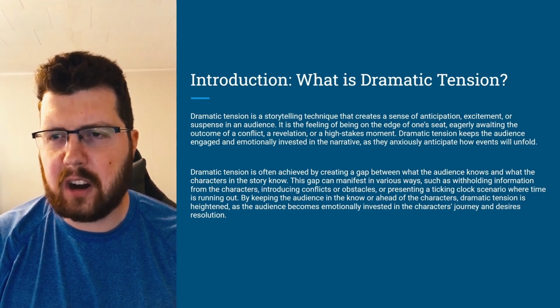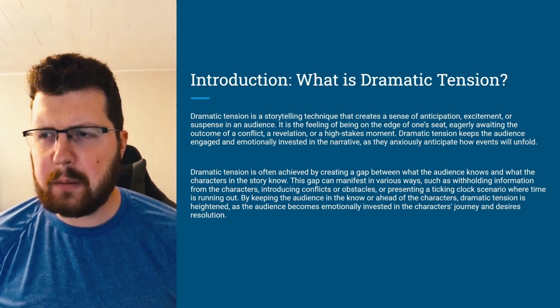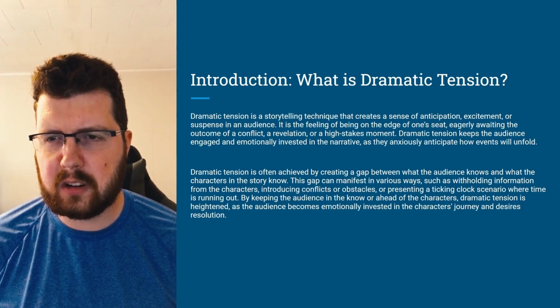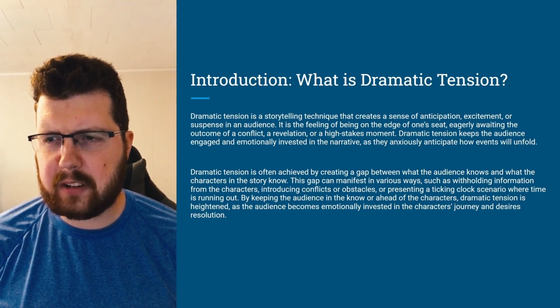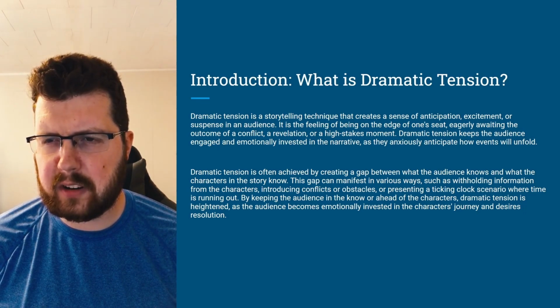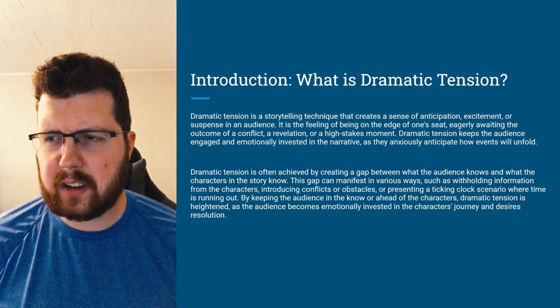Dramatic tension is often achieved by creating a gap in information between what the audience knows and what the characters in the story know. The gap can manifest in various ways, such as withholding information from characters, introducing conflicts or obstacles, or presenting a ticking clock scenario where time is running out.